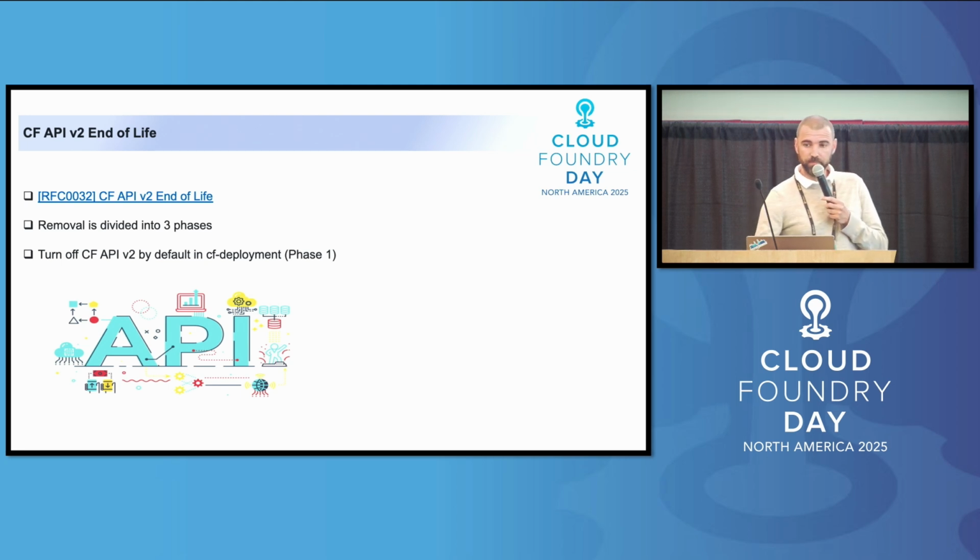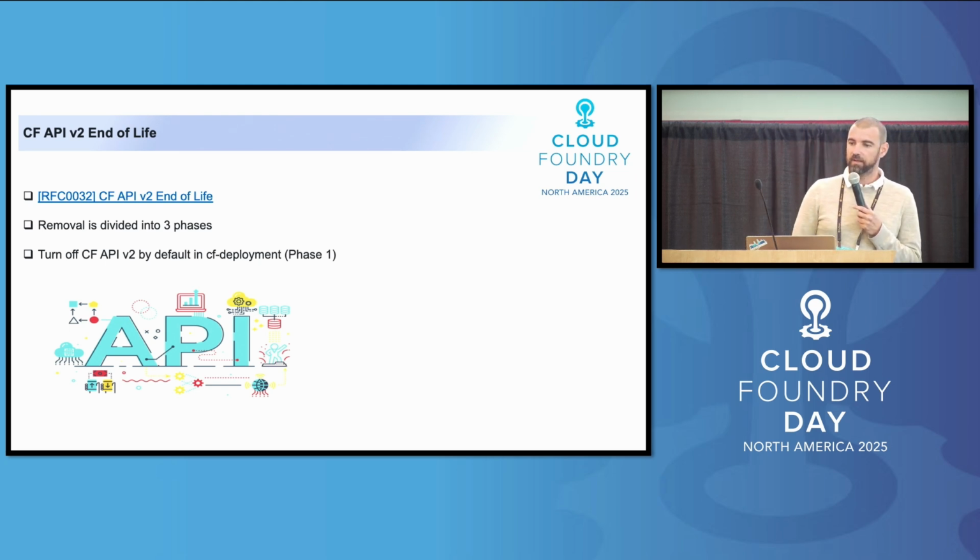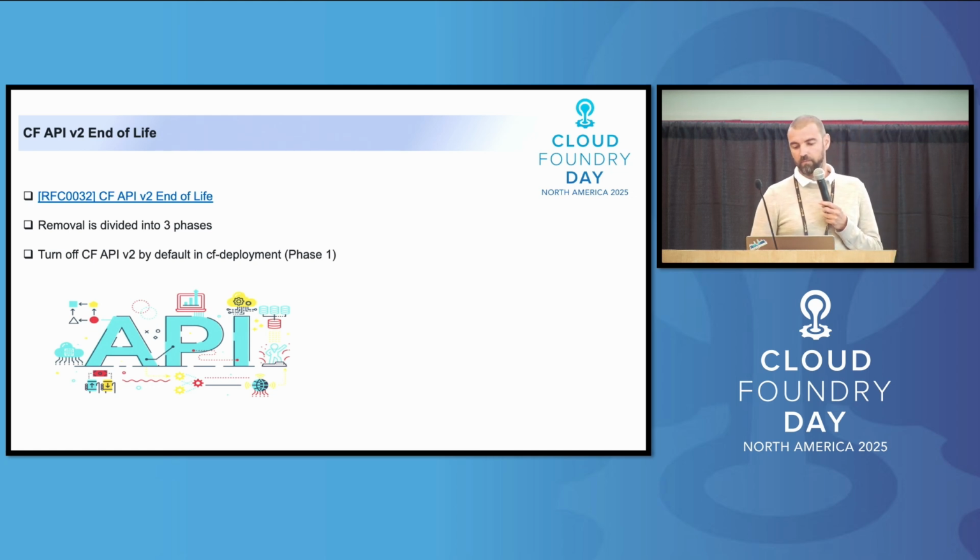And the next important topic was to integrate the changes coming from the API v2 removal. There is an RFC defining a plan to disable and finally remove it from Cloud Controller first and then from Cloud Foundry deployment. Since this is a fundamental breaking change, the removal was divided into 3 phases. Phase 1 ends with turning off v2 by default in CF deployment releases. More details regarding the other 2 phases you can find in the RFC document.